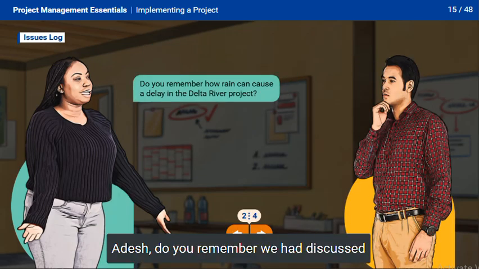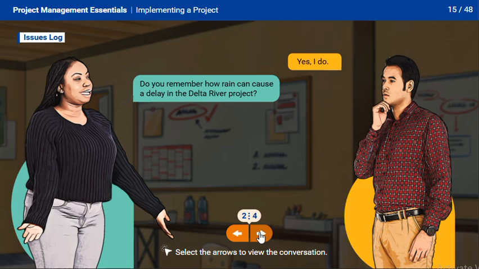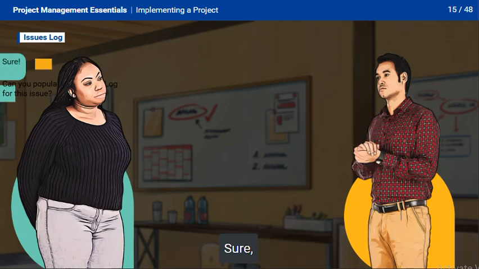Adesh, do you remember we had discussed how rain can cause a delay in the Delta River project? Yes, I do. Can you populate the issues log for this issue? Sure, it would look something like this.